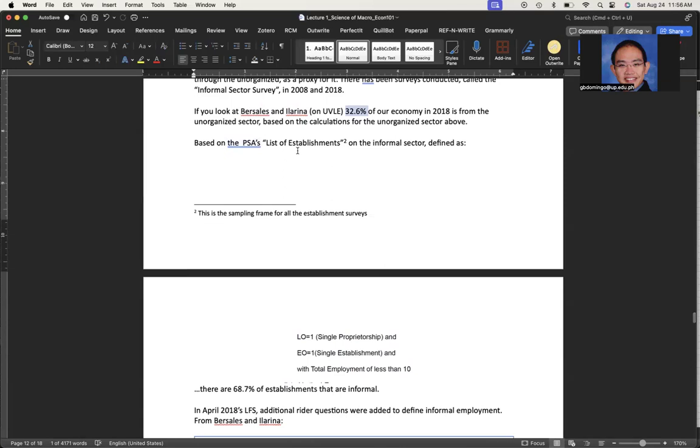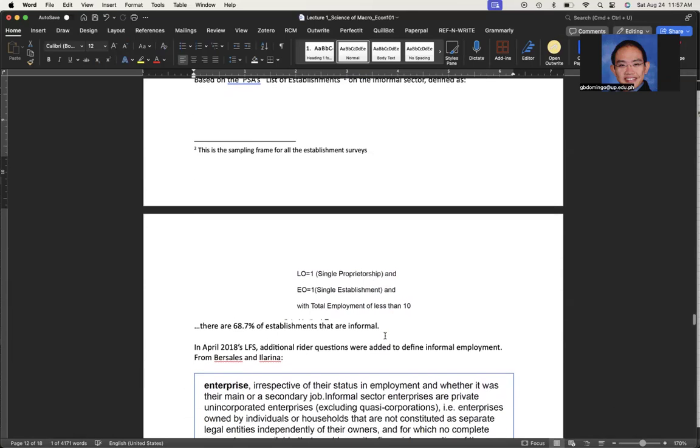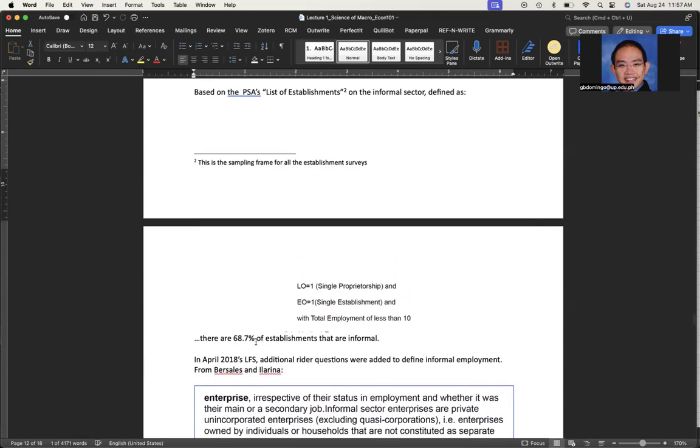So there's this long list, and based on these definitions, the definition for informal is single proprietorship, single establishment, total employment less than 10. If you were to use this list of establishments, which is updated every so often, and apply these filters, you will find that 68.7% of establishments will fill that definition. And this is another estimation of the size of the informal economy.